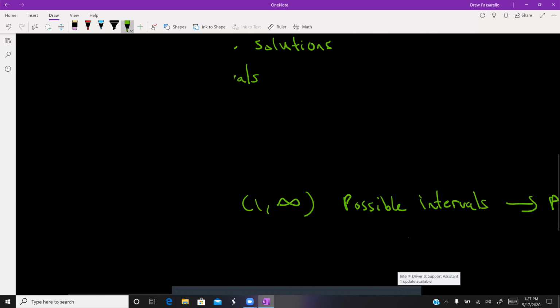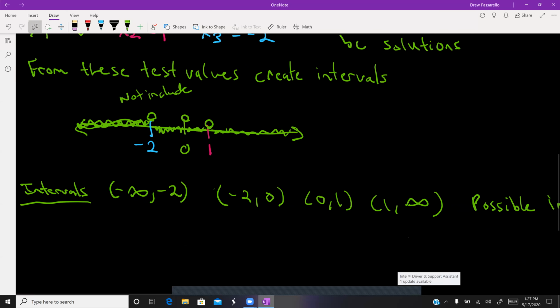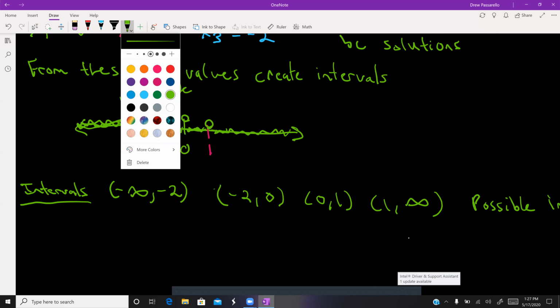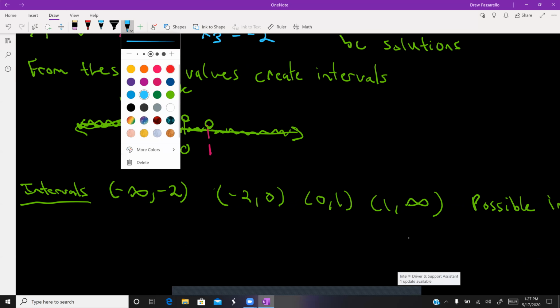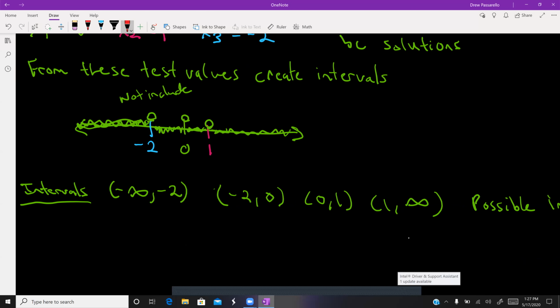All right, and I'll use a different color, and from these intervals, I'm going to pick some value. I'll use red. So I'll pick a value that's in each interval. One of them I could pick, let's say, -3, right? That's in this area. And then between -2 and 0, I can pick -1. So it's up to you what you pick.